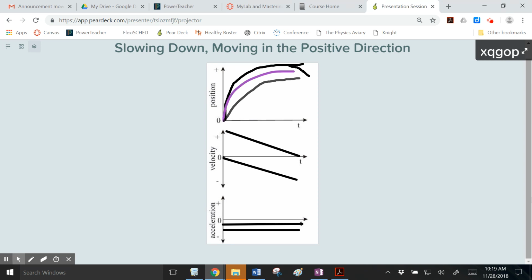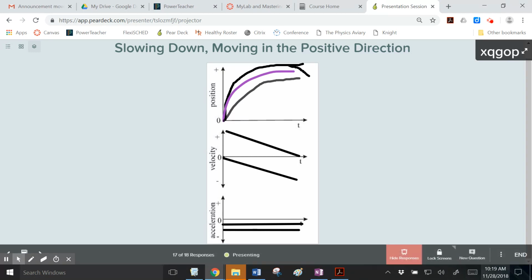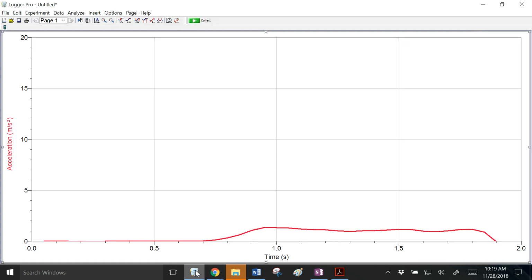What should the velocity versus time graph look like then? Let's confirm quick that that's the correct position versus time graph. Let's see if we can get that.